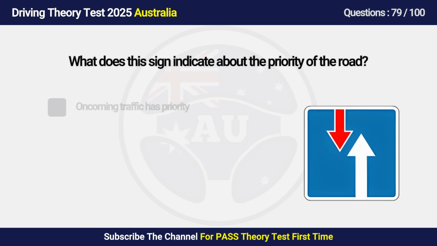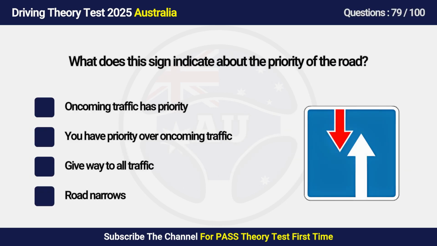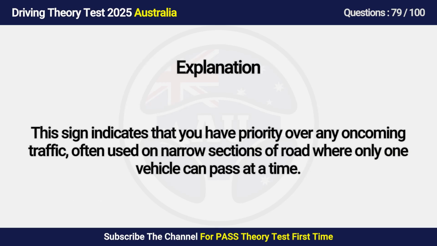Question 79. What does this sign indicate about the priority of the road? A. Oncoming traffic has priority. B. You have priority over oncoming traffic. C. Give way to all traffic. D. Road narrows. Answer is B. You have priority over oncoming traffic. This sign indicates that you have priority over any oncoming traffic, often used on narrow sections of road where only one vehicle can pass at a time.